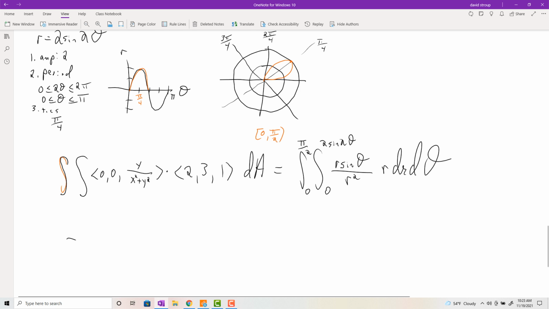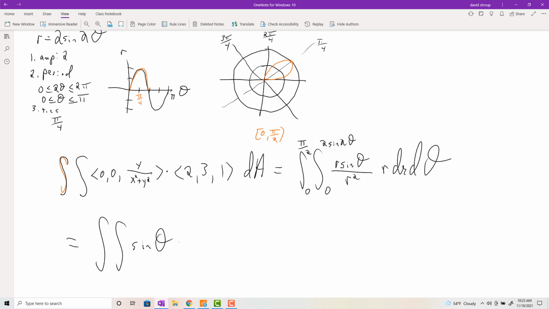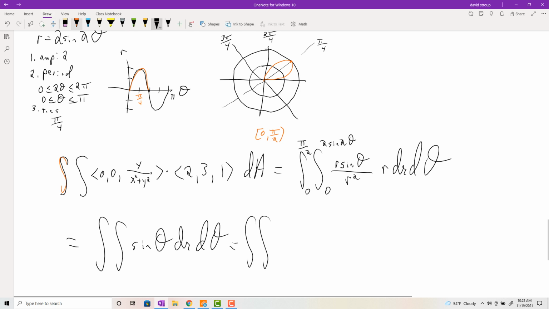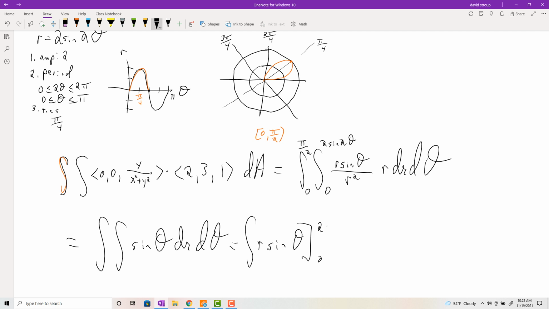So there's a nice little cancellation for us. R times r is r squared, all over r squared will just leave us with sine theta dr d theta. And then we have a double integral, integrating with respect to r. So let's get rid of one of the integral symbols. I'll have r sine theta evaluated from 0 to 2 sine 2 theta d theta.